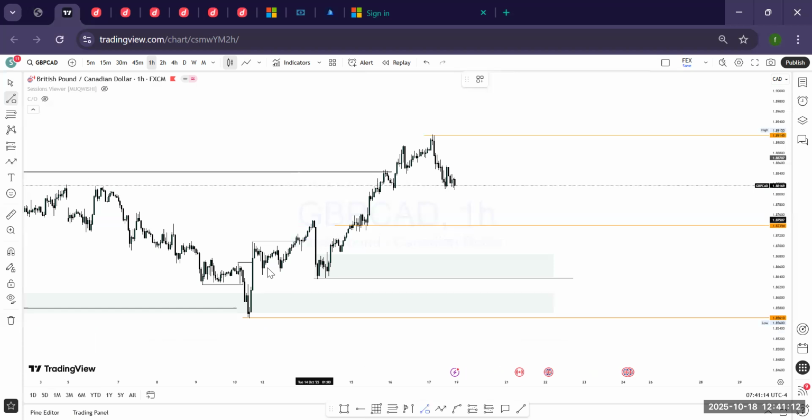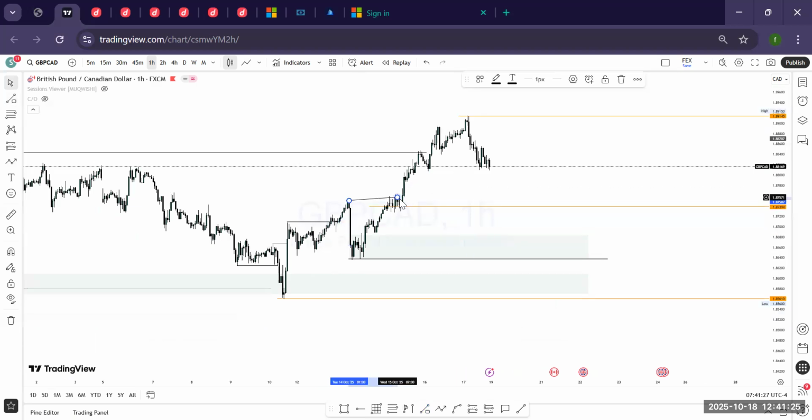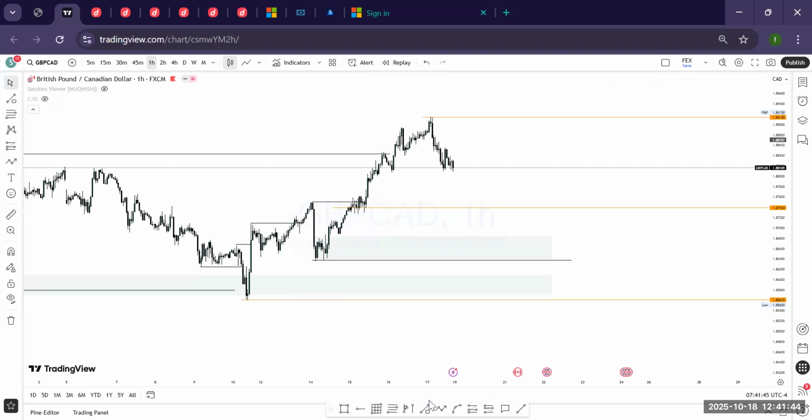So we have this as market structure shift, change of character, break of structure. All the structure we have here. Remember, this break of structure is a 4 hour break of structure. So 1 hour now becomes substructure to the 4 hour structure. Now we have this break of structure, we have this break of structure already, then we have this break of structure.